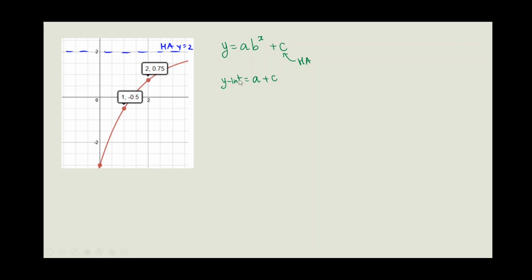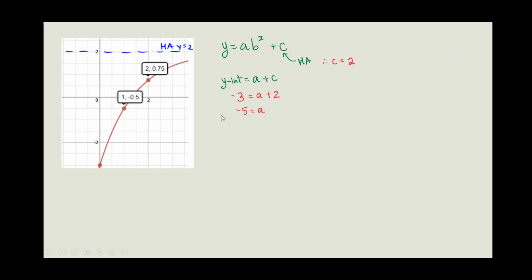How come? To find y-intercept, we plug in 0 for the x. So b to the 0 is just 1. So a times 1 is just a plus c. So I hope that makes sense to you. So why is this useful? Well, for us, we can see from the graph the c is 2.